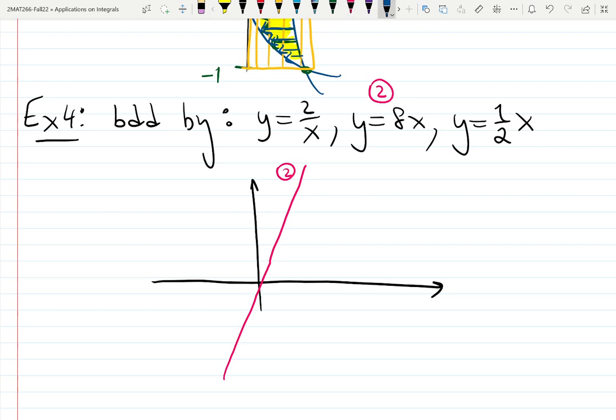Let's also draw the third one. It's also a line, but it's very low. Every time x is growing, y grows half as much. So it's kind of low, increasing. It has a small slope. Slope is 1/2. Finally, who remembers the function 2 over x?